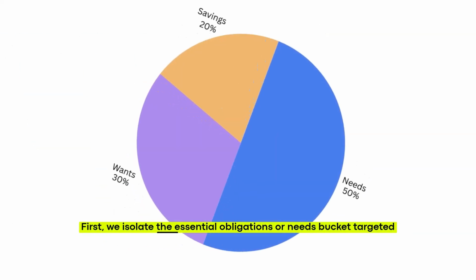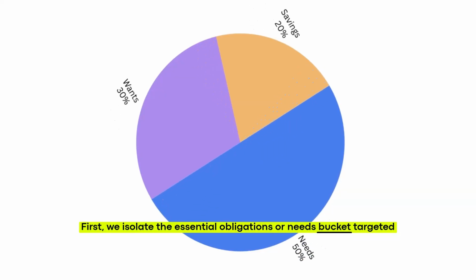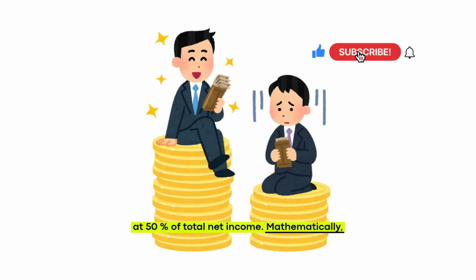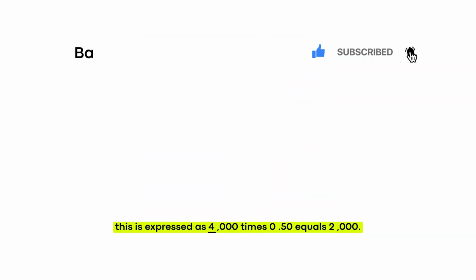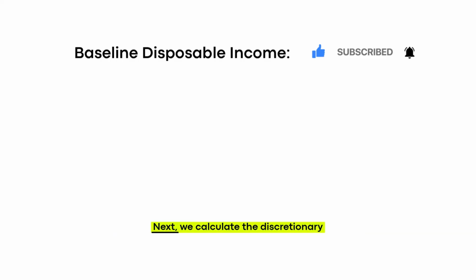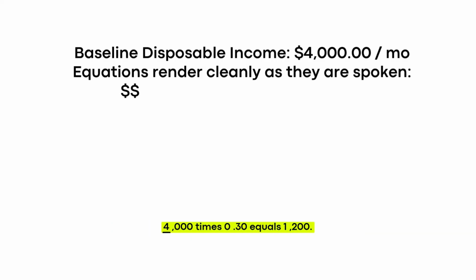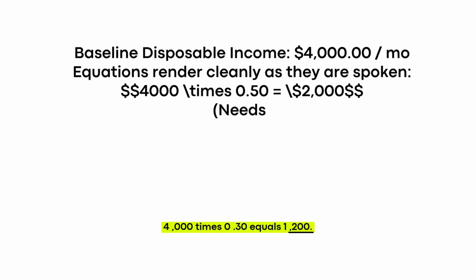First, we isolate the essential obligations, or needs, bucket, targeted at 50% of total net income. Mathematically, this is expressed as 4,000 times 0.50 equals 2,000. Next, we calculate the discretionary expenditures, or wants, bucket at 30% of net income. 4,000 times 0.30 equals 1,200.